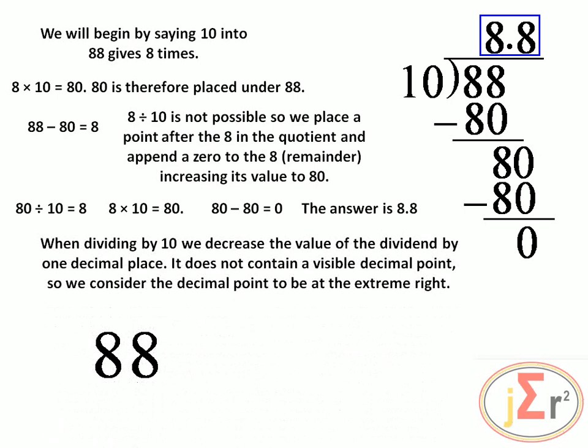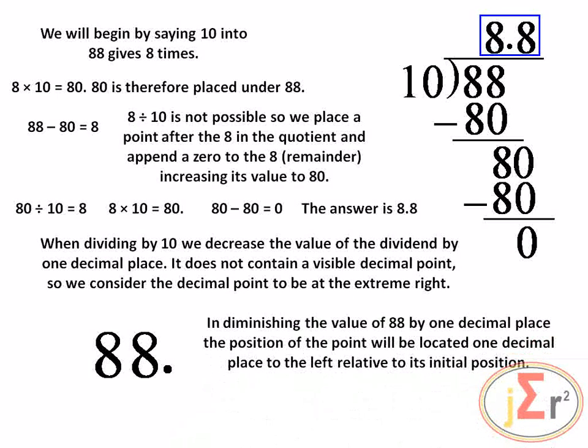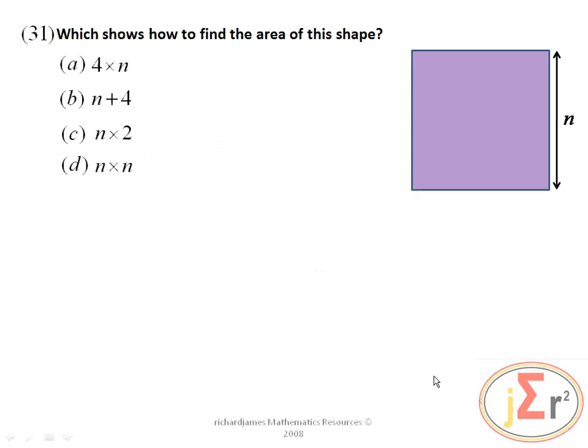When dividing by 10, we decrease the value of the dividend by 1 decimal place. It does not contain a visible decimal point, so we consider the decimal point to be at the extreme right. In diminishing the value of 88 by 1 decimal place, the position of the point will be located 1 decimal place to the left relative to its initial position. Just 1 decimal place, Jerry. That won't take too long. This also confirms that the answer is 8.8.